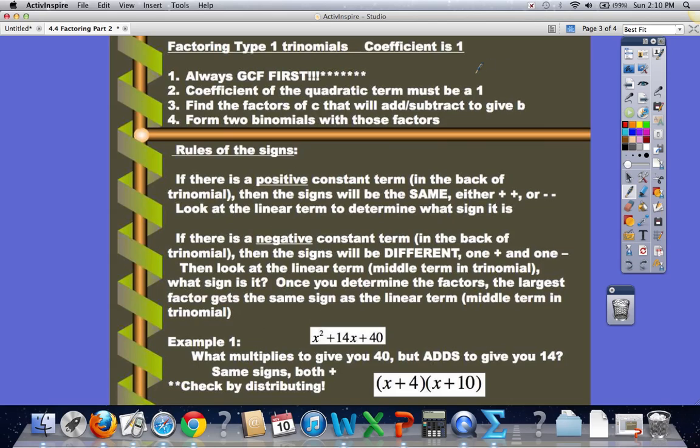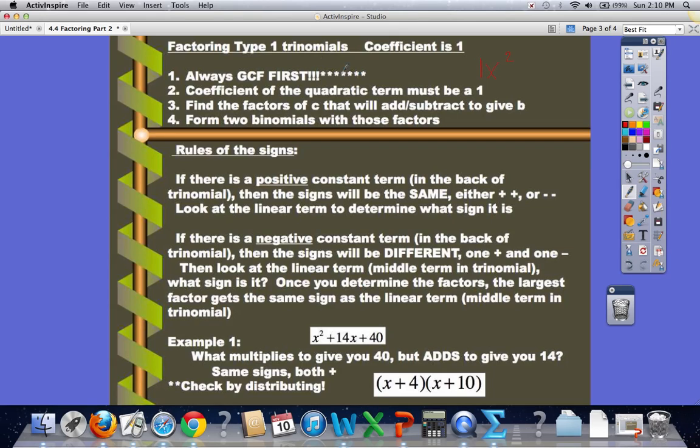Alright, now, my favorite one, factoring type 1 trinomials, where the coefficient is 1. What does that coefficient mean? Well, that means that the quadratic term, that x squared term, has a 1 and no more than a 1 in front of it.